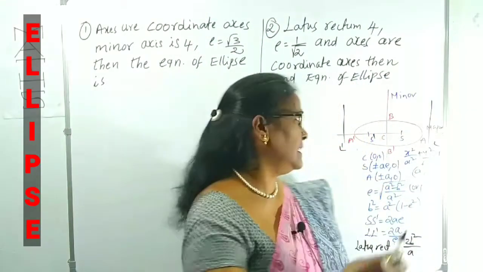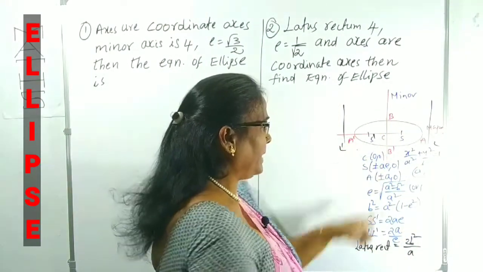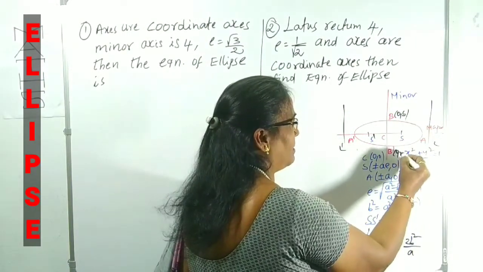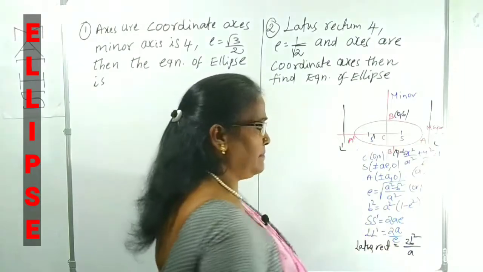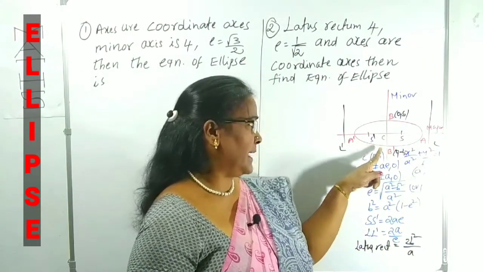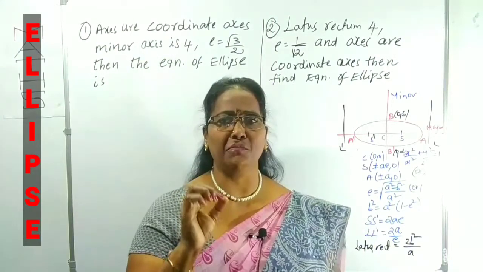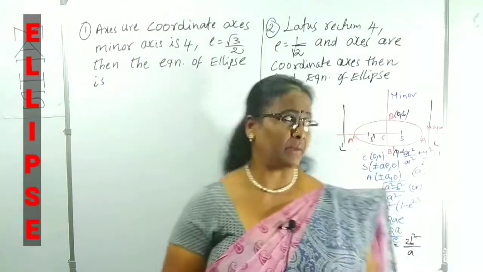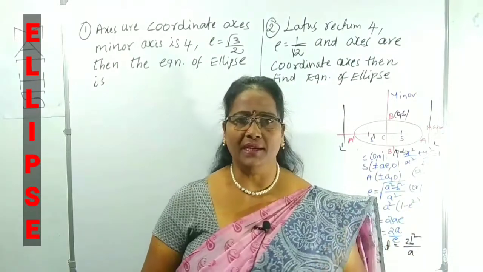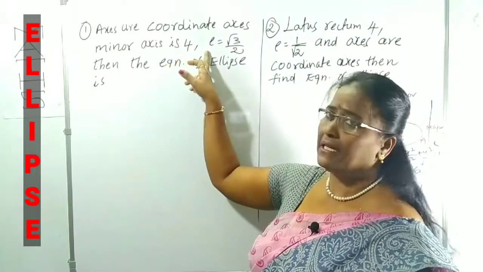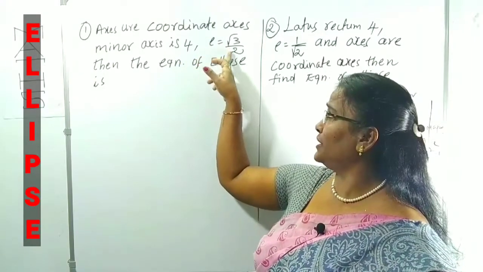Now, we have already mentioned that the axes are coordinate axes, and the minor axis is 4. Minor axis means what? Distance from B to B dash. B is (0, b). B dash is (0, minus b). The distance between B and B dash is simply 2b. That is called the length of the minor axis. That is given as 4. E, the eccentricity, is given as root 3 by 2.